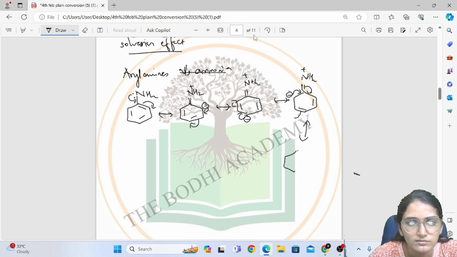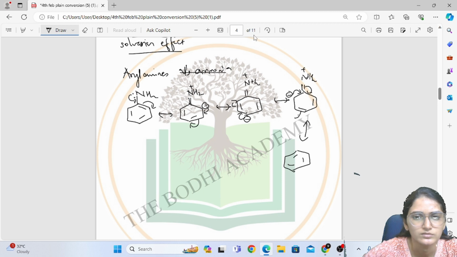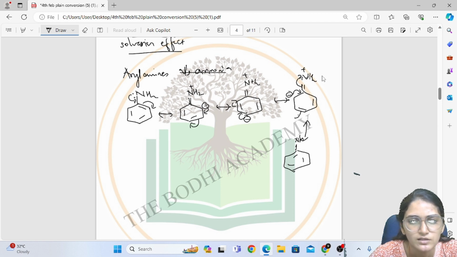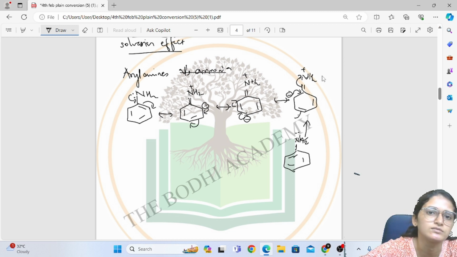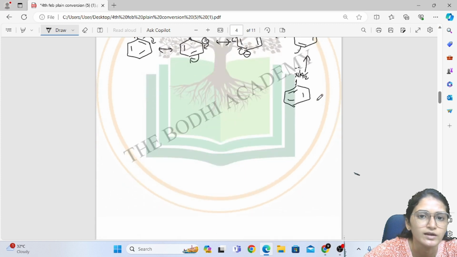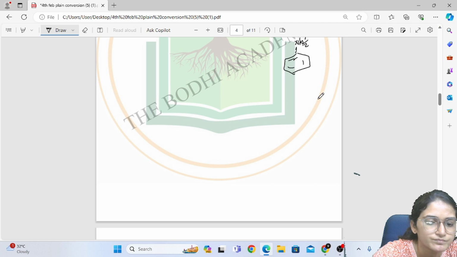Sorry, this will shift over here, and this bond will go on the nitrogen. So nitrogen will get its lone pair again, and we will have a benzene ring with aniline. So there are 5 resonance structures of aniline, which makes it more stable. Since it has more resonance structures, that is 5, it is more stable, and more stable means the basic character will be more.